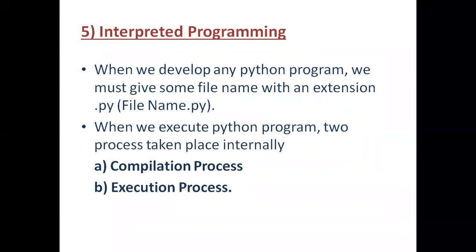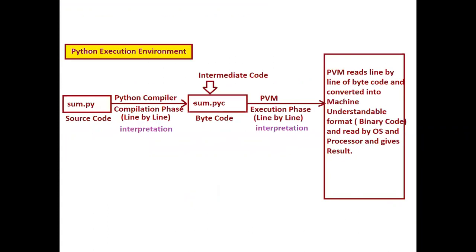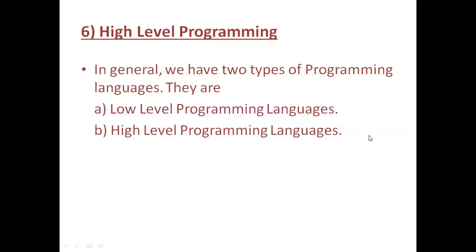Today we have discussed the rest of the features. One is interpreted programming, and we understood what interpreted programming is. Second, we discussed the execution process of Python: sum.py is the source code, which is converted into bytecode. Bytecode is the intermediate code. Then the bytecode is converted into machine-understandable language, and then we get the answer.